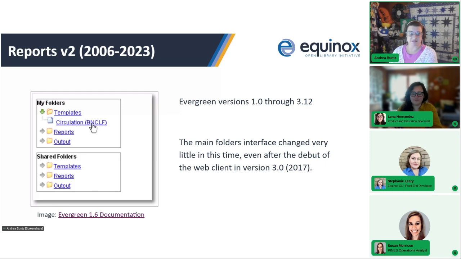And I do realize that this presentation is hanging a few different definitions of things off of versions. So to be clear, there's versions of templates, there's versions of the reporter, there's versions of Evergreen. They're not the same versions. So this main folder interface basically did not change in that time. It was even replicated in the web client, which came out in version 3.0 in 2017.